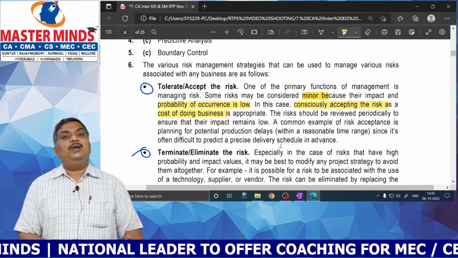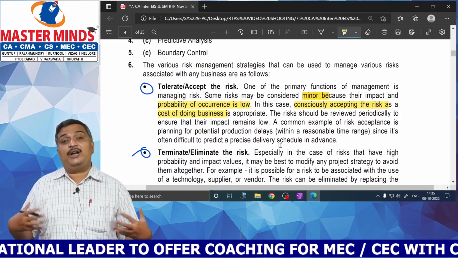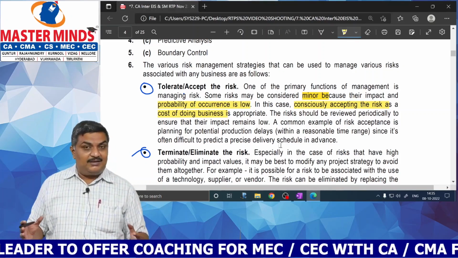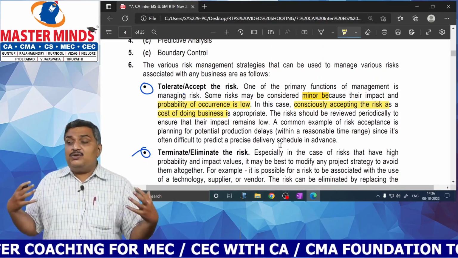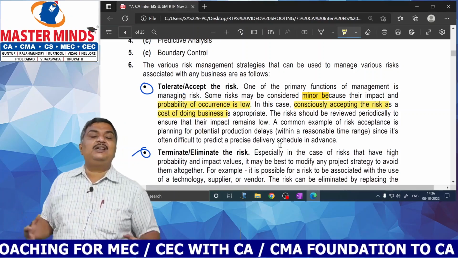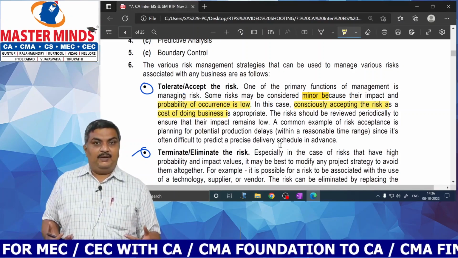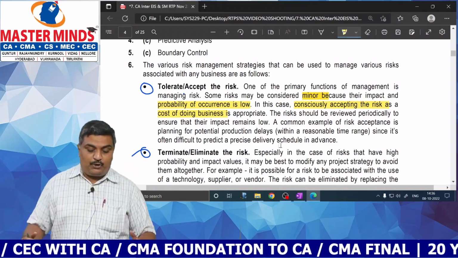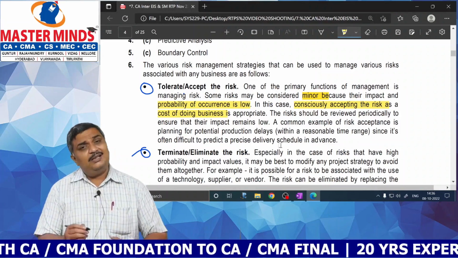So instead of trying to modify things, remove or eliminate the risk, it is better you accept the risk consciously. Because when you are doing certain business, definitely there will be certain risks. So it is better you accept the risk. But you should accept it consciously. That is the most important thing. Now, what is the example for that?